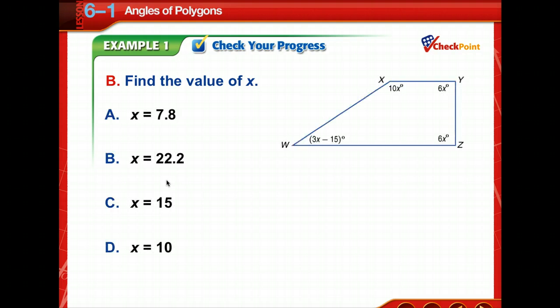Find the value of x. So pause for a moment, then come back and check your answer. Did you get 15? Well, we've got 4 sides, so 4 minus 2 times 180 is 360. So we know the measure of the interior angles is 360, and then we just add all the 10x plus 6x plus 6x plus 3x minus 15 together. That equals 360. We'll end up with, when we combine our like terms, 25x minus 15 equals 360. Add 15 to both sides. We get 375, which we then divide by 25. x is 15.